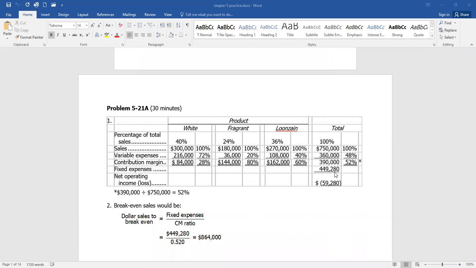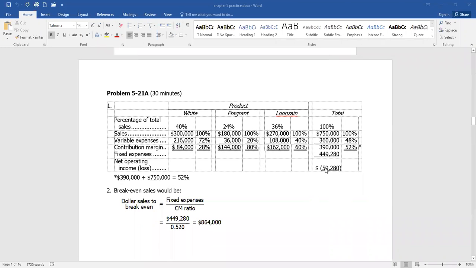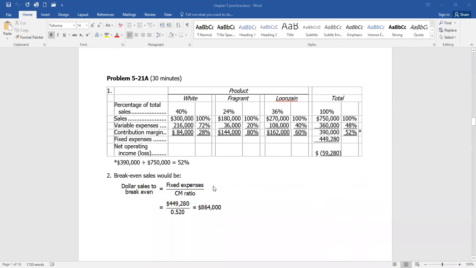Now, the fixed expenses stay constant, 449,280. So if this is the result, there will end up being a net operating loss of 59,280. So in part 2, they say, what would be the break-even point in dollar sales for the month based on your actual data? Well, fixed expenses are 449,280. Contribution margin ratio overall is 52%. So overall sales should be 864,000. Right now, they're at 750,000 if we want a zero profit.